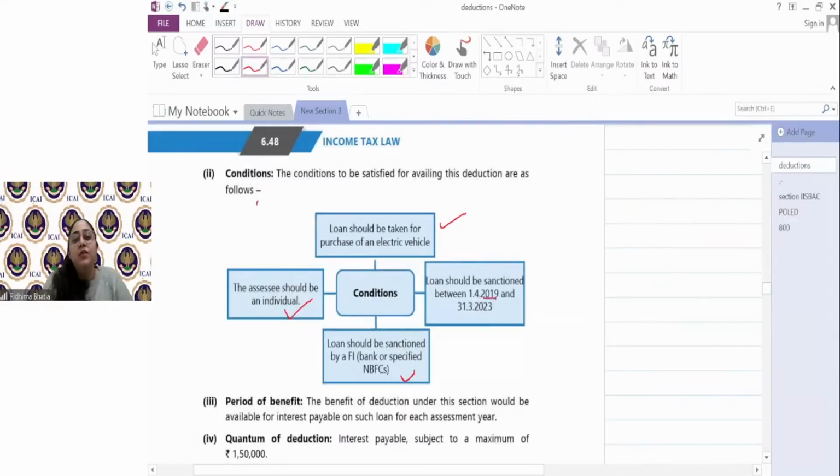Loan should be sanctioned between 1st April 2019 and 31st March 2023. The sunset period is 31st March 2023. Simple. So the reduction of interest on loan taken for the vehicle, you will get for a maximum of up to 1,50,000. Simple. The vehicle can be taken for personal or business purpose, it does not matter. You take an electric scooter, an electric motor car, anything which you want to take, and you take a loan for it. Its interest would be allowed as deduction under section 80EEB.